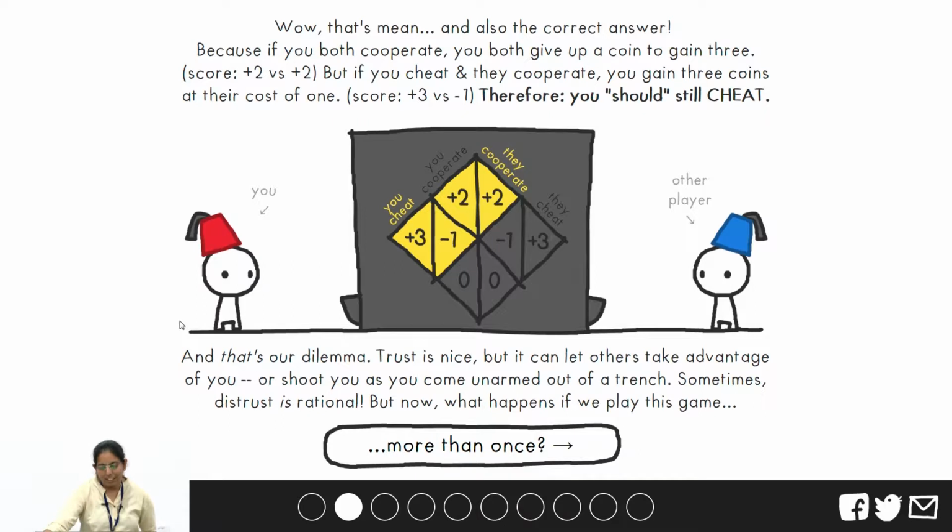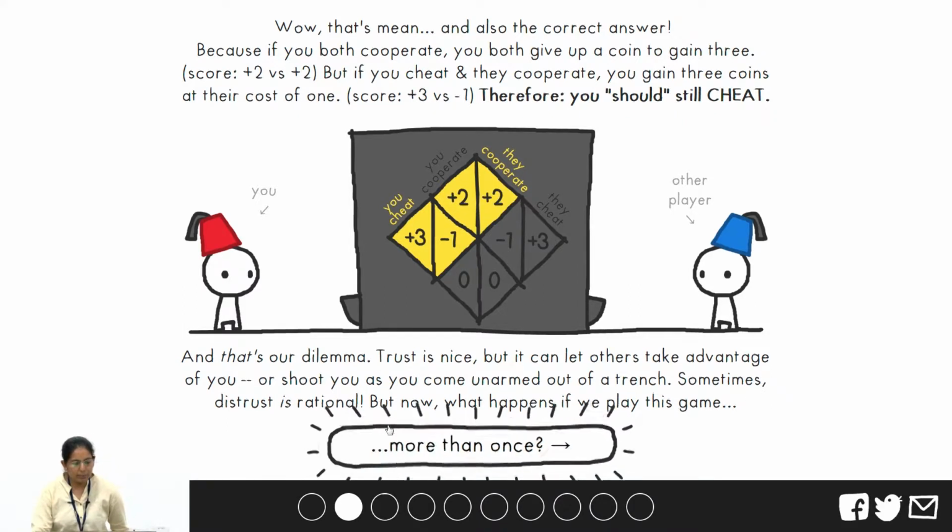So that's our dilemma, as is pointed out here. So how do we analyze this further? So this is the situation. Is this clear? This is what you would call a payoff matrix. These numbers tell you what's going on here. So your move, their move, and for each combination you see what you get, what they get. That's essentially a payoff matrix, right?